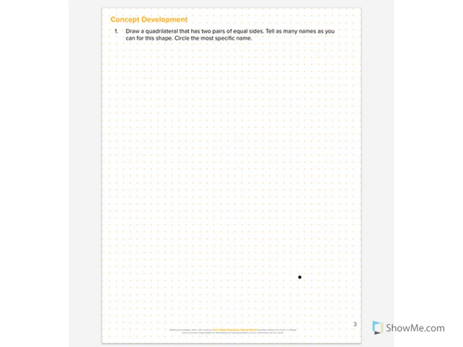Okay, we are now looking at the application problem. It says draw a quadrilateral that has 2 pairs of equal sides. Tell us as many names as you can for this shape. Circle the most specific name. Okay, well, let's start with our annotating.